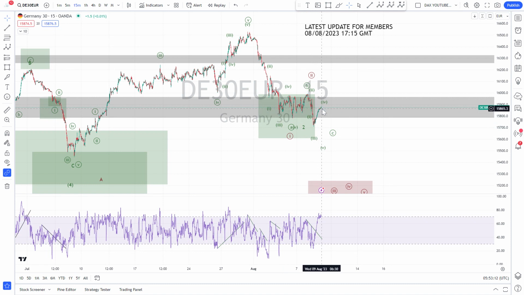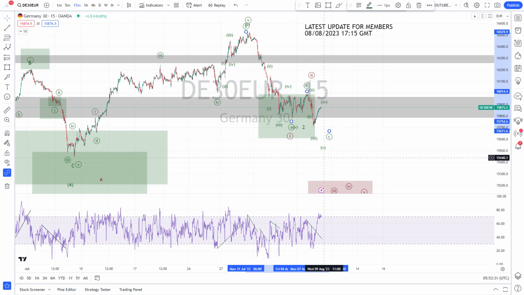But actually, this becomes quite a deep retracement for a wave 4. But I labeled it like this because we really need this short wave C, or wave C cannot go beyond this level. But this does not look like a wave 4 anymore unless it really has to start going down from here.